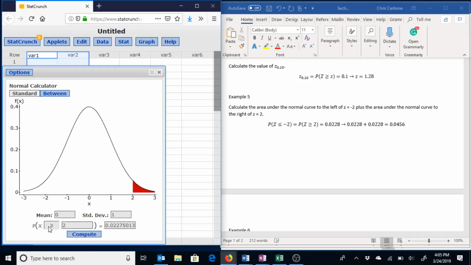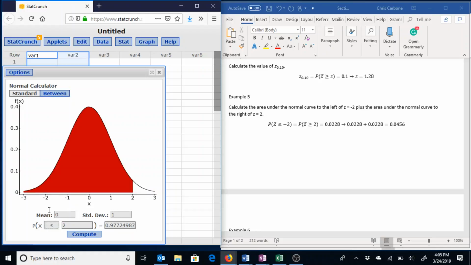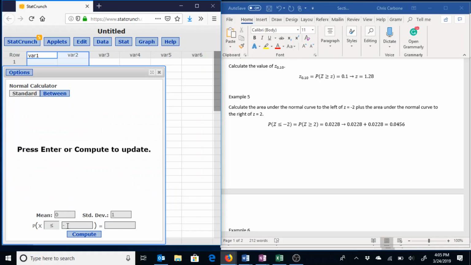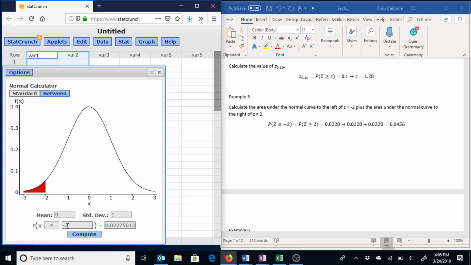If you need some convincing, if we change this to less than or equal to and this to a -2, we get the same exact answer. Adding those two probabilities together gives us a value of 0.0456.